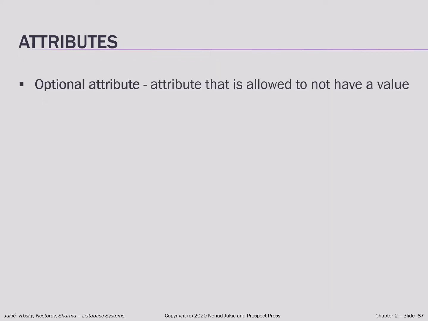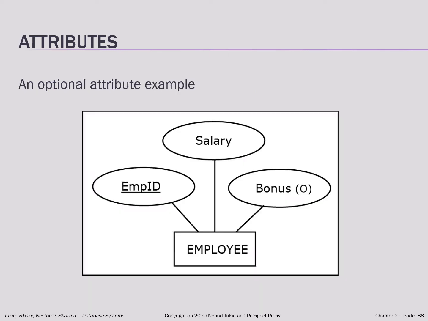Next, we cover the concept of optional attribute. Optional attribute is simply an attribute that's allowed to not have a value. For example, for each employee, we keep track of employee ID, salary, and bonus. Not every employee gets a bonus. O means optional. Absence of O means not optional. So every employee must get a salary and every employee must have an employee ID.